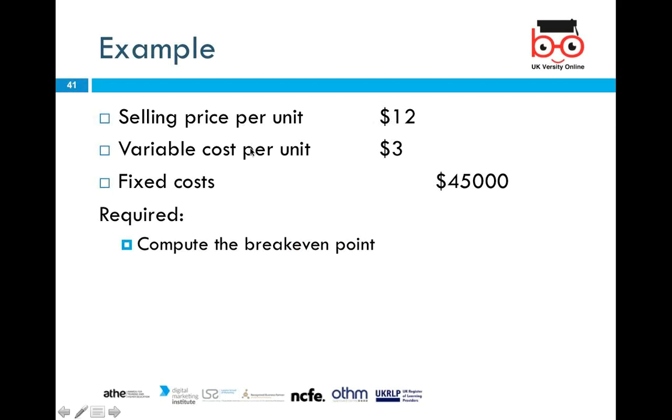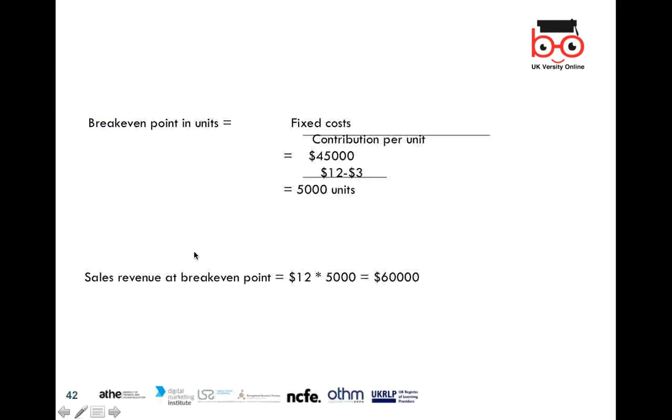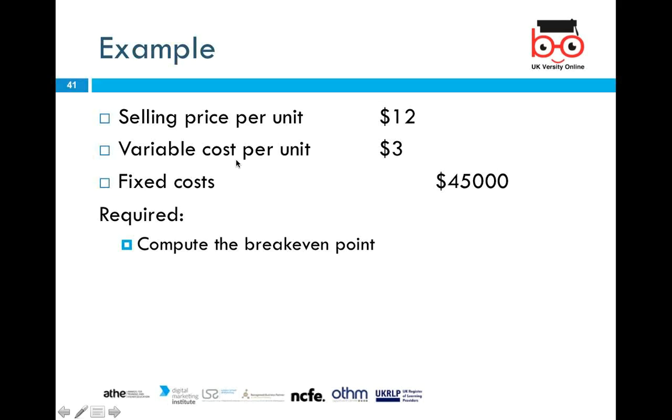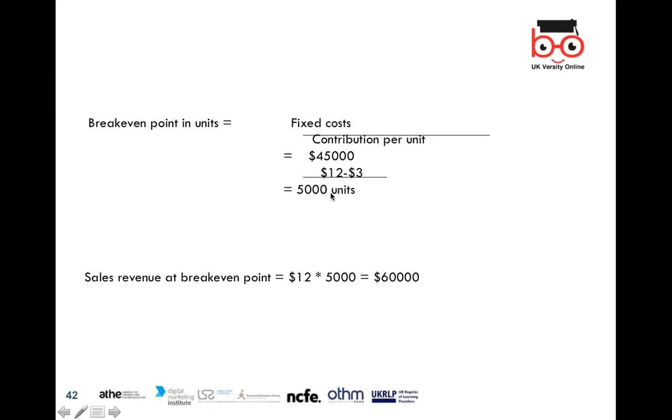For example, if the selling price per unit is $12, the variable cost per unit is $3, and the fixed cost is $45,000, what should be the break-even point? Let's see. The fixed cost is 45,000, and this line should be here because this is a typo. The contribution per unit is the selling price minus the variable cost per unit. That's our contribution. So that's 5,000 units, the break-even point in units.